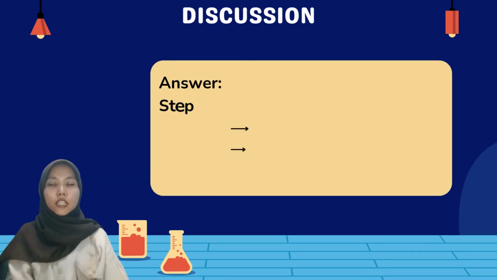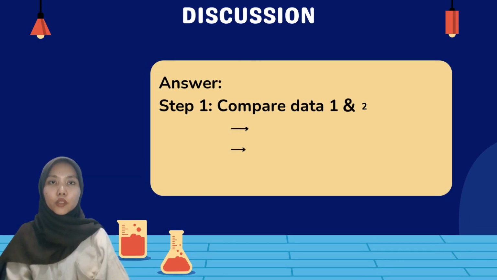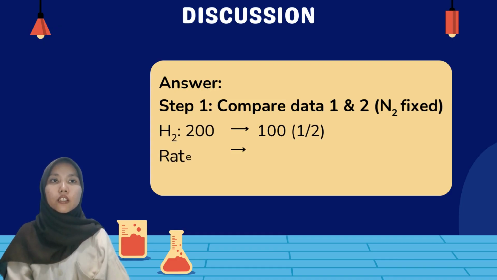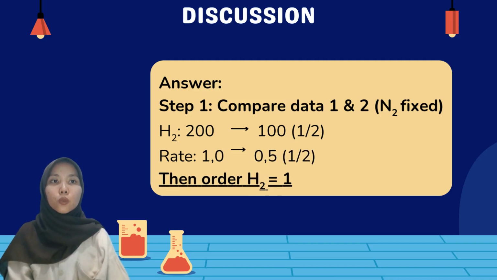Let's solve this using 3 steps. Step 1, compare 1 and 2. Here nitrogen pressure is the same, 200 atmosphere. Hydrogen pressure goes from 200 to 100, which is a half. The reaction rate also goes from 1.0 to 0.5, which is also half. So the order of hydrogen is 1.